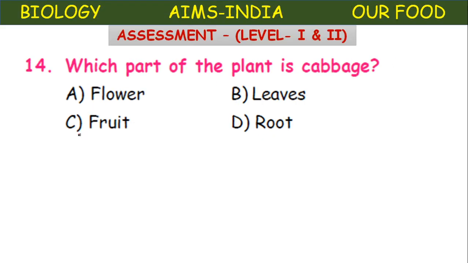Which part of the plant is cabbage? Flower, leaves, fruit, and root. It is the flower.